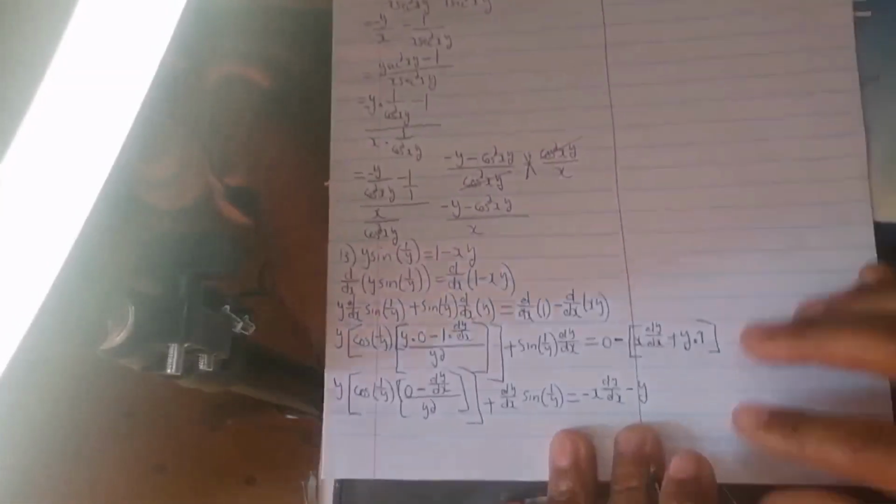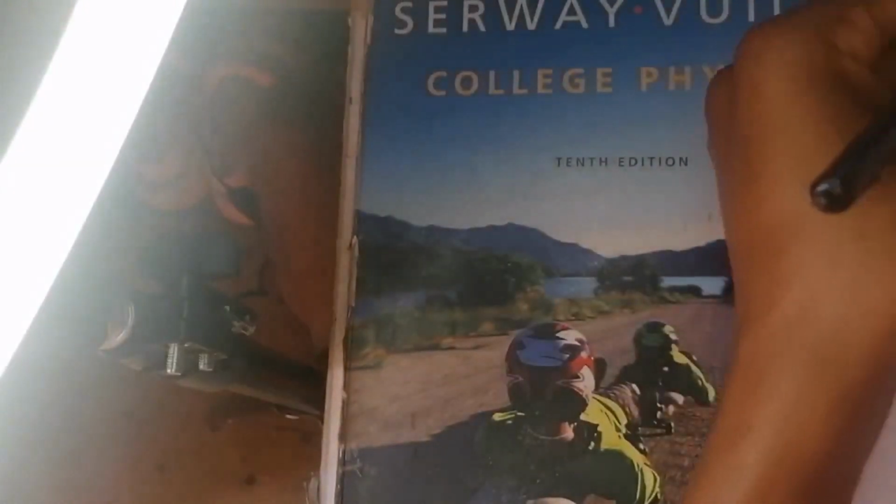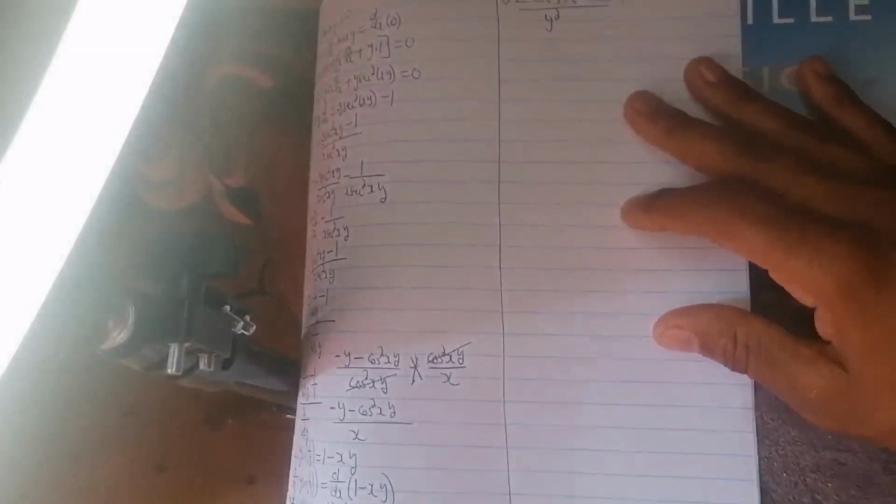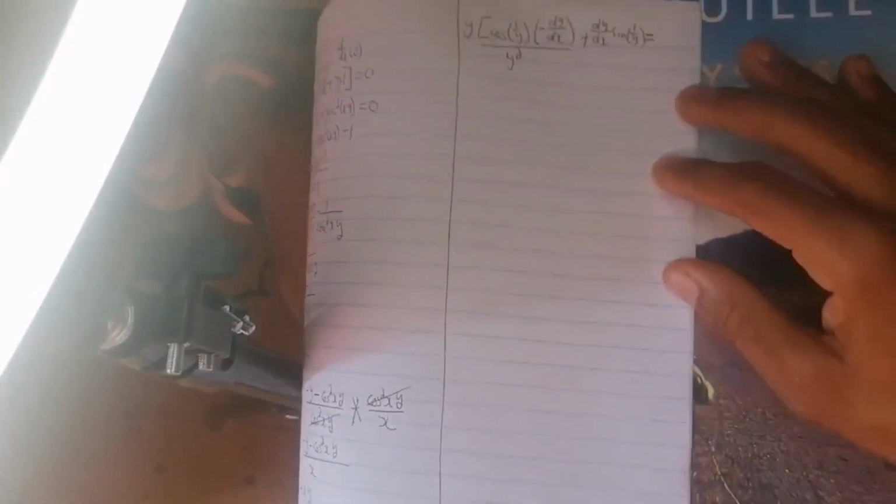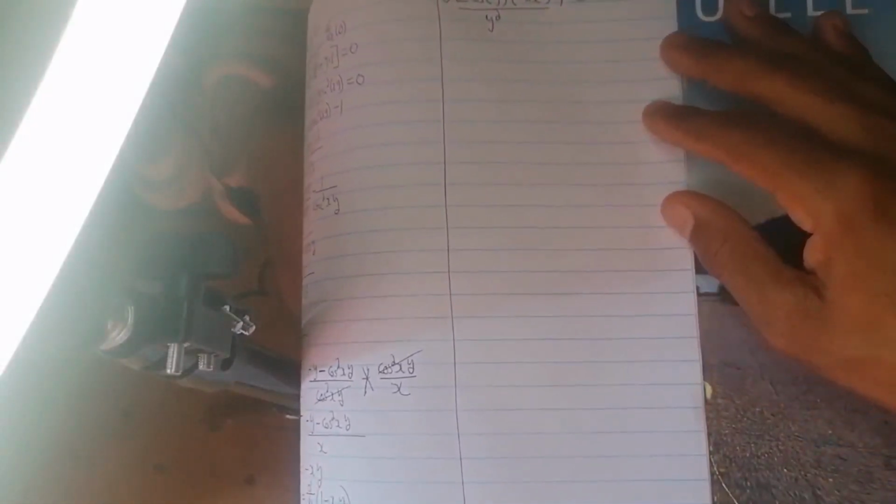Very, very important. Plus dy over dx of this. Dy over dx of sine 1 over y. Okay, let me get this. And this is equals to minus x dy over dx minus 1. Minus x dy over dx minus y.